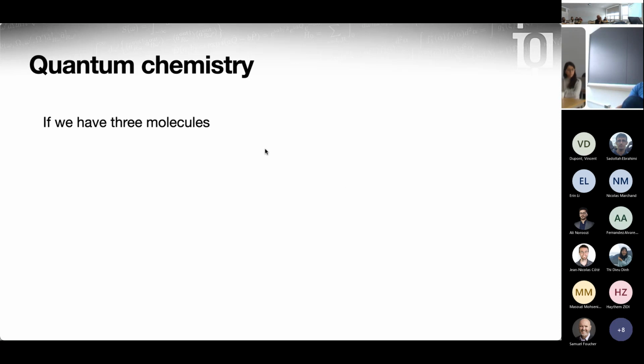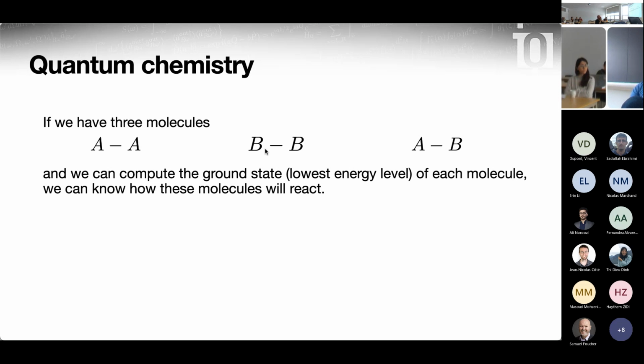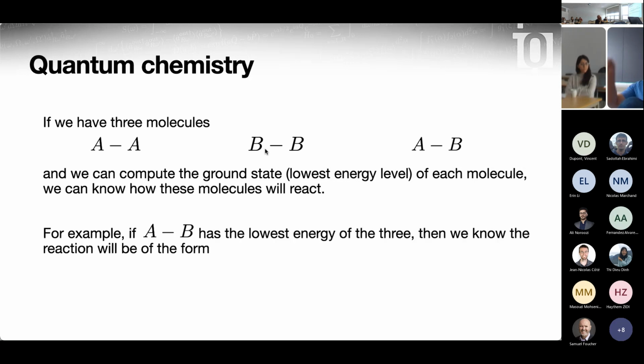Now, in chemistry, you would like to understand reactions and predict what these reactions will get. Is that correct? Good. Now, that depends on the energy of your molecules. You have 3 molecules, let's say AA, BB, and AB. And we can compute something called the ground state. So this is the lowest energy level possible of each molecule. Then we can know how these molecules will react. So for example, if I compute the energy of AA, BB, and AB, and I compare them, and I get that AB is the one with the lowest energy, then I know that the first two will react to produce the third one. And it all depends on a measurement of energy.